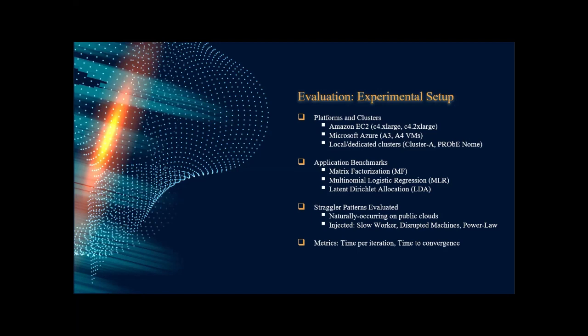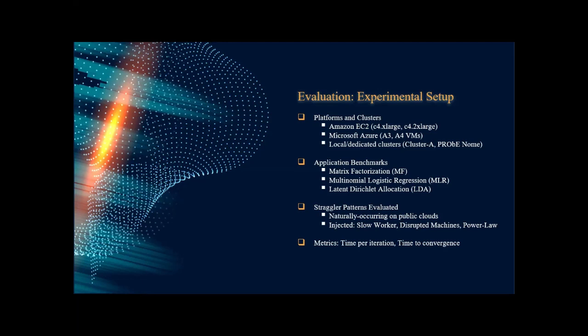The straggler patterns evaluated here: the system will be evaluated under four different straggler patterns. First is naturally occurring. This refers to running experiments on public cloud platforms where stragglers might occur due to factors outside the control of the experiment, such as variations in network performance or resource availability on the cloud provider's infrastructure.